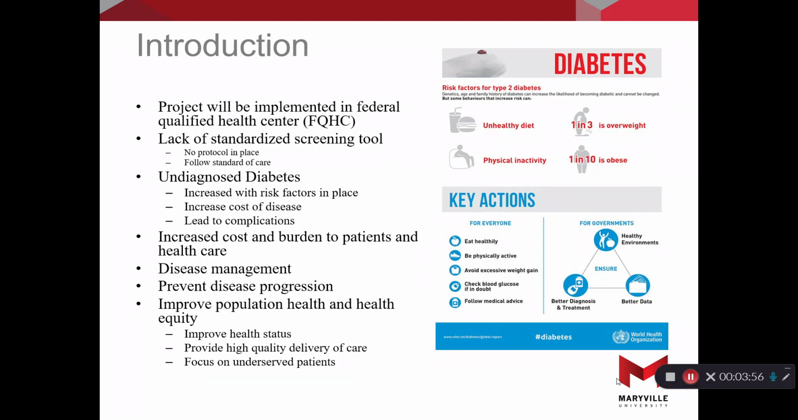So when we talk about prediabetes, we're talking about a hemoglobin A1C of 5.6 or greater, which has been defined by the American Diabetes Association. So that is where our value starts for the diagnosis of diabetes.